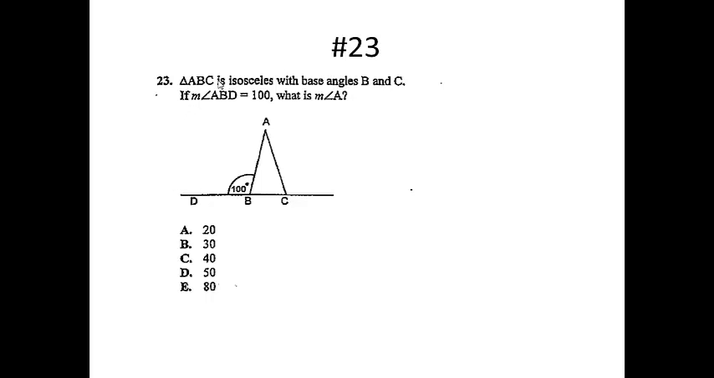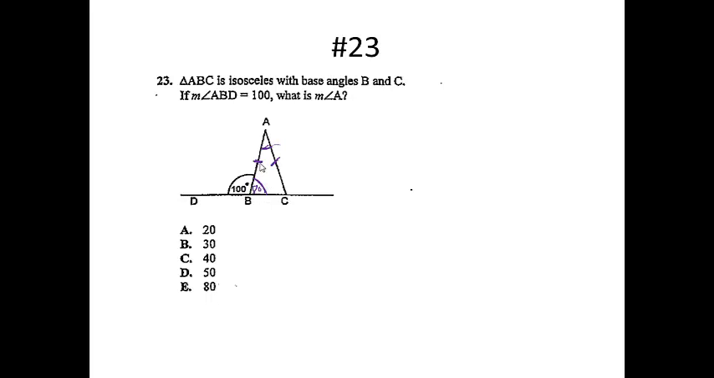23. A triangle ABC is isosceles with base angles B and C. If the measure of angle ABD is 100, what is the measure of angle A? So I want the angle here. Isosceles means that side AB and side AC have the same lengths. All right, so what I'm going to do to get that angle, since I know that this angle right here and this one right here are supplementary, they add up to 180, this angle has to be 80.